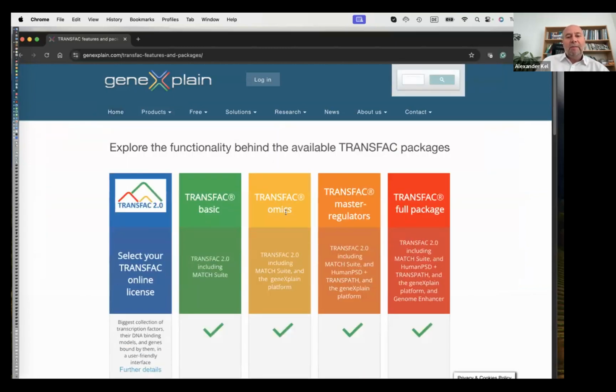We call it TRANSFAC Basic, the one which you may know from before. TRANSFAC Omics is something new. What we have now is actually allowing you to analyze your omics data, all kinds of omics, including transcriptomics and genomics data, like mutations in the genes.